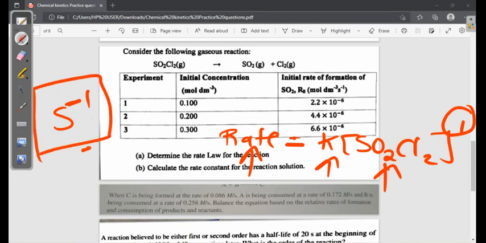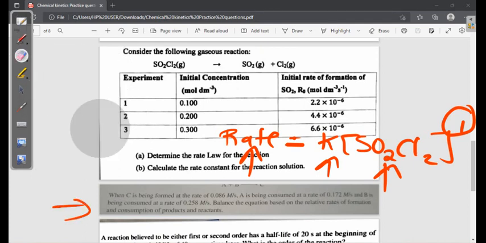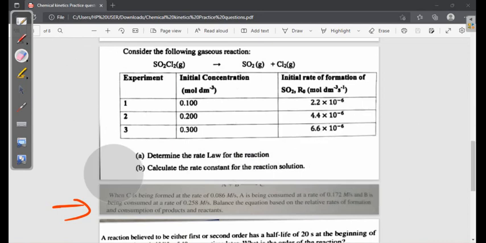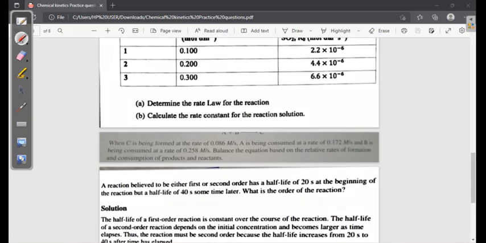Wow, guys, I'm tired. Just one more question. I think we can answer this one. I think one of the students sent this one. I know it's Martha. Yeah, I think it's Martha who sent this question. So this question says, when C is being formed at the rate of that, okay, I'm just tired. Okay, I think we can end here.